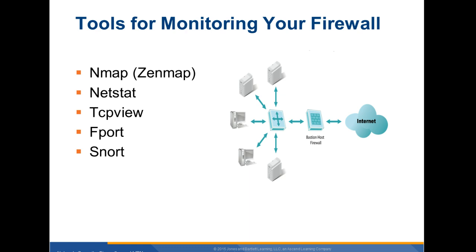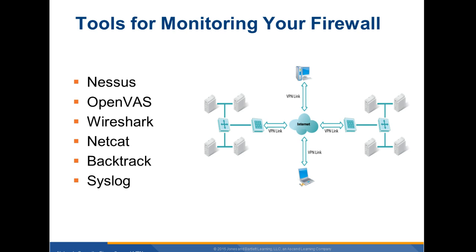Fport is a command line tool to list the current open listening and connection sockets on a system, as well as the service program related to each socket. And Snort is an open source rule-based intrusion detection system that can detect firewall breaches. Some more tools: Nessus, OpenVAS, Wireshark, which you used in the first course, Cybersecurity 1, Netcat, Backtrack, and Syslog. Nessus is an open source vulnerability assessment engine that can scan for known vulnerabilities.